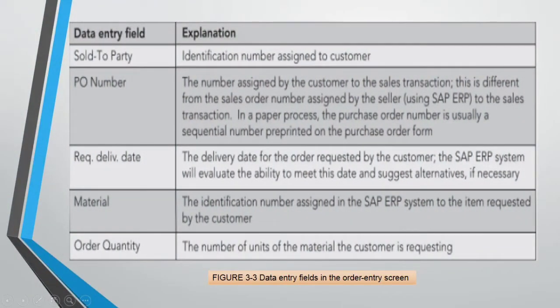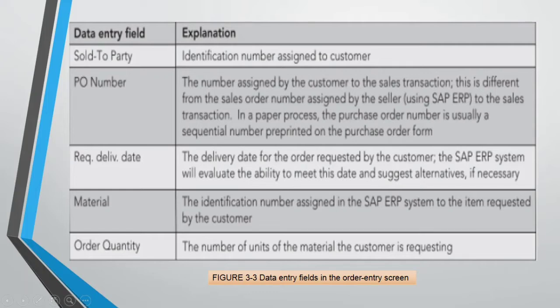These are the data entry fields. First is sold-to party, which is the identification number assigned to the customer. Second, the purchase order number, which is the number assigned by the customer to the sales transaction. This is different from the sales order number assigned by the seller using SAP ERP to the sales transaction. In a paper process, the purchase order number is usually a sequential number printed on the purchase order form. Then the required delivery date, the date for the order requested by the customer.